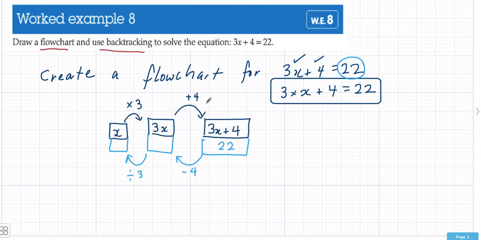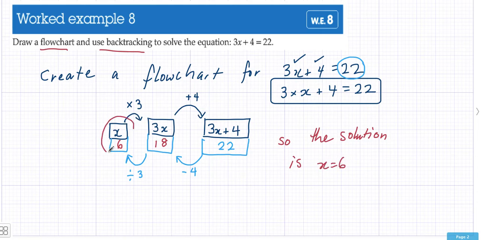And now we can actually fill in the table. I'll do this in red. So we start with 22, take away 4 from 22 gives us 18. Dividing 18 by 3 gives us 6. So the solution is x equals 6. How do we know that?